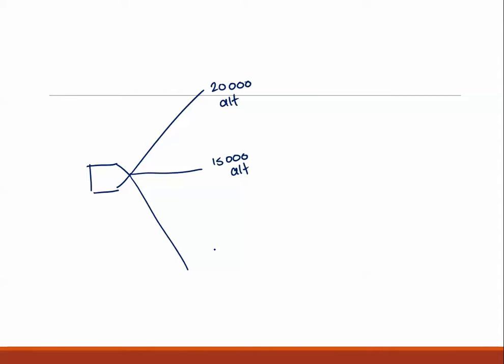So here we are tasked with building our tree. So let's add our decision node, and we have 3 options. Option number 1 is spend $20,000 in alterations. Option 2 is only spend $15,000 in alterations. And option 3 is do nothing.